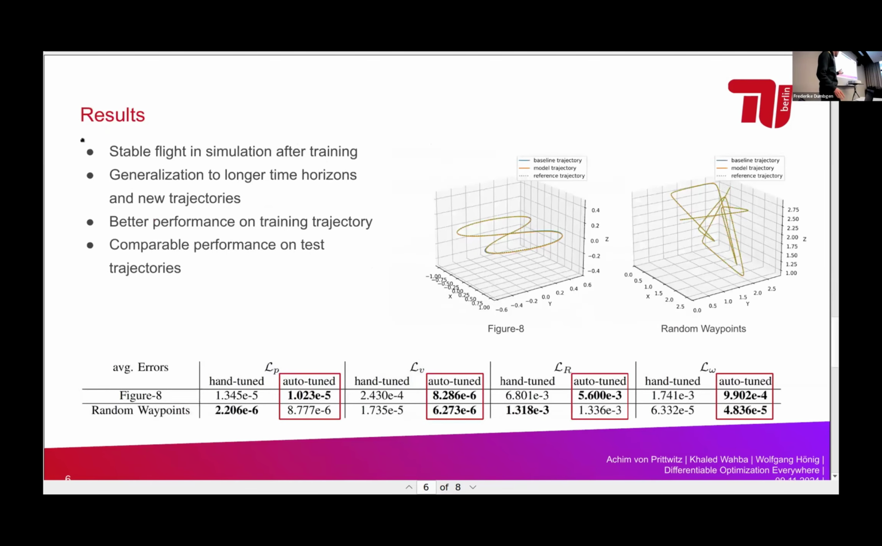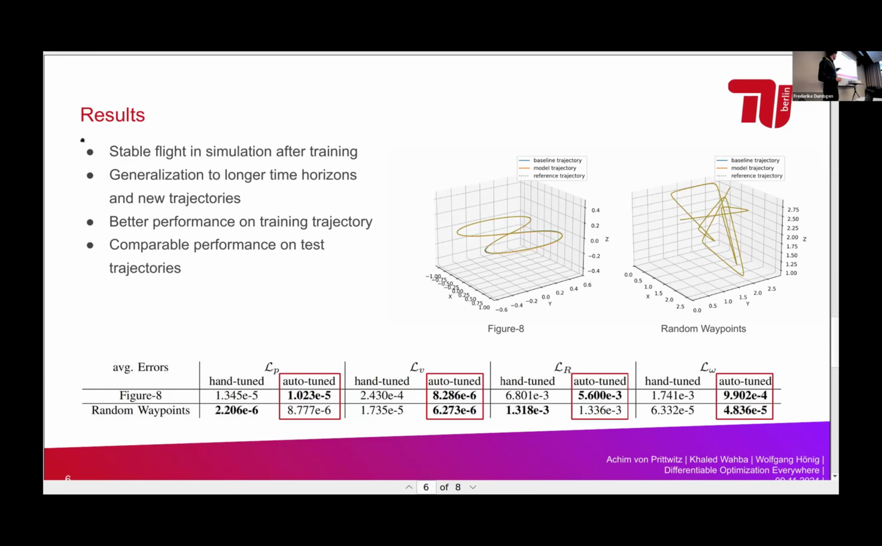The results we got were quite promising. We were able to have stable flight after the optimization, and we were also able to generalize to longer time horizons. The test trajectories we used were between 700 and 3000 steps, and we tuned and optimized on the figure 8.